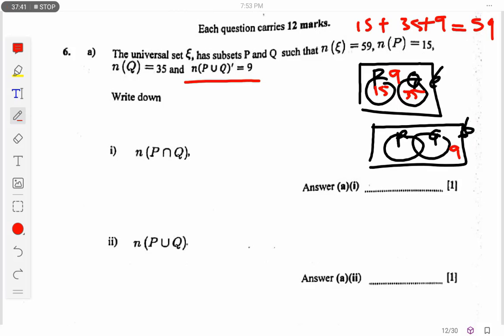Okay, so you find out this satisfies the condition. There is no intersection. So the first question, we have already answered, which is saying find the number of P intersection Q, of which there is no intersection, so it is going to be a 0. Then the last part of the question is saying find the number of P union Q. So for P union Q, we are adding what is in P and what is in Q. So it's going to be equal to 15 plus 35, and this gives us a 50.